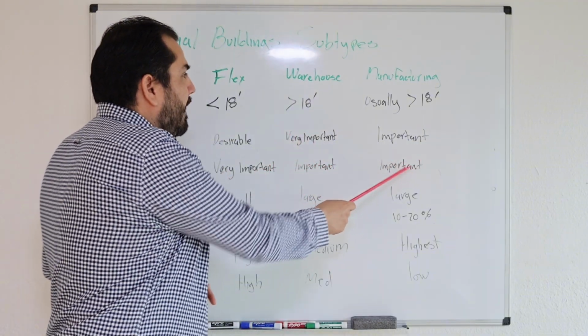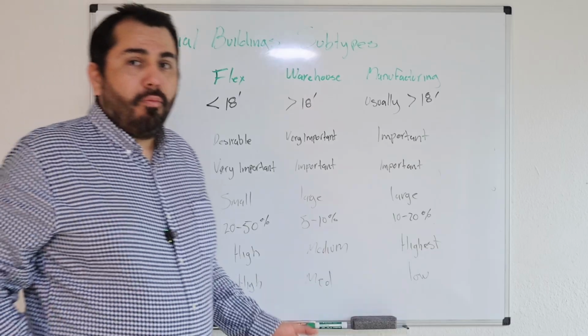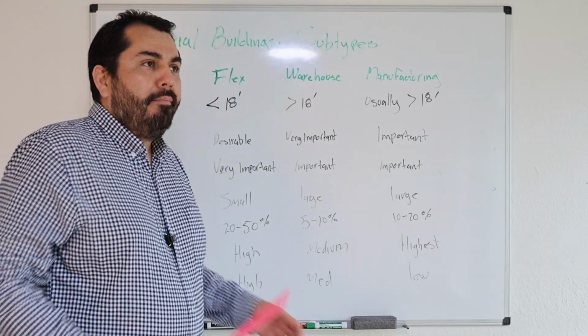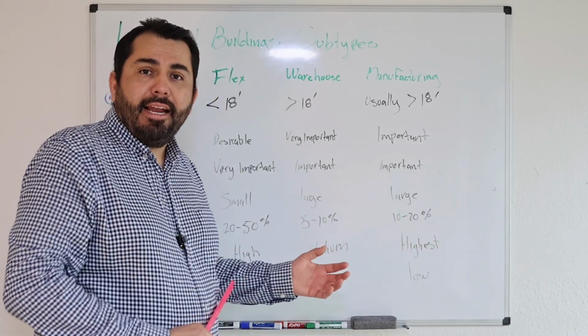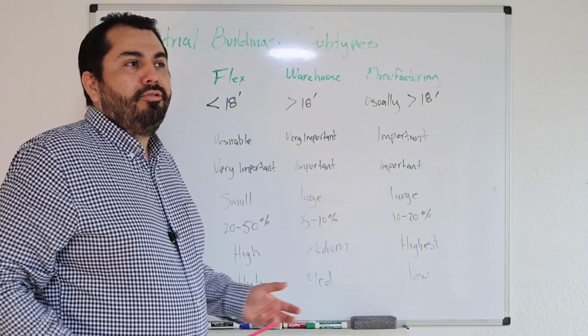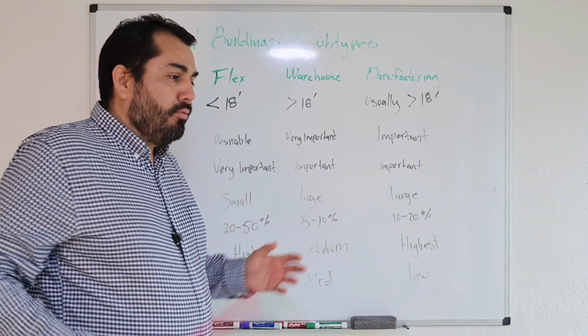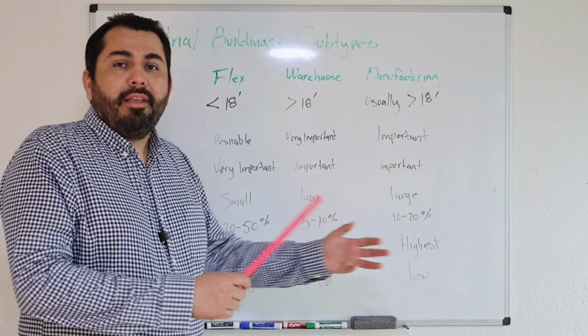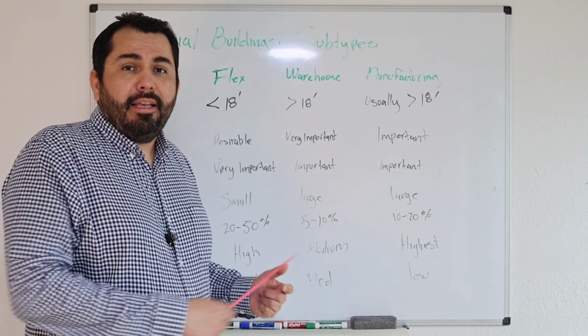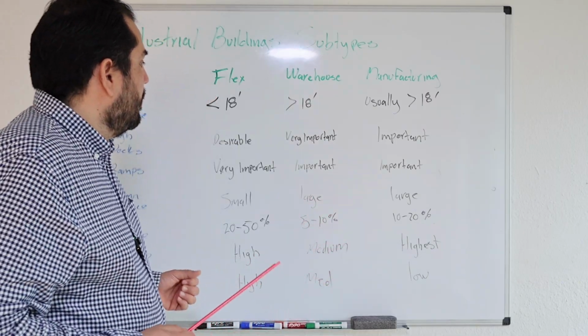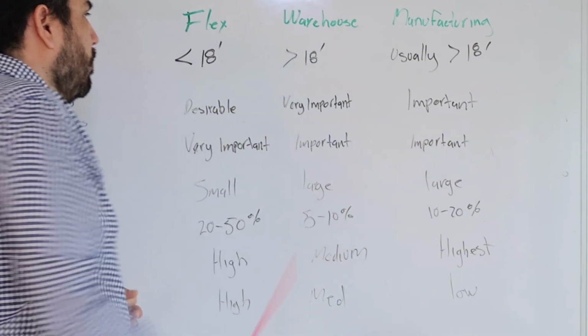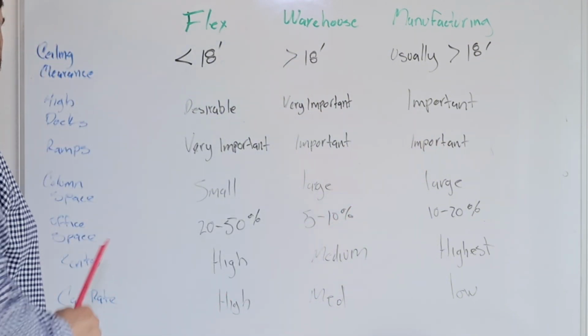And also finally in manufacturing it is more important, because you have many machinery getting in and out from the factory, so you need at least 1 or 2 ramps to get the machinery in and out from the factory. Okay, so it is important also in manufacturing.